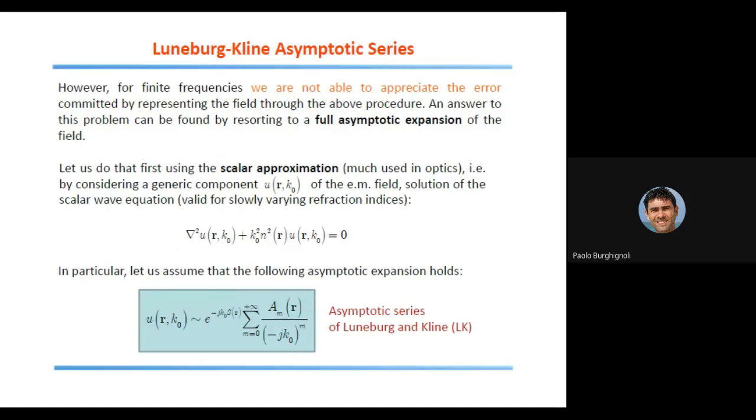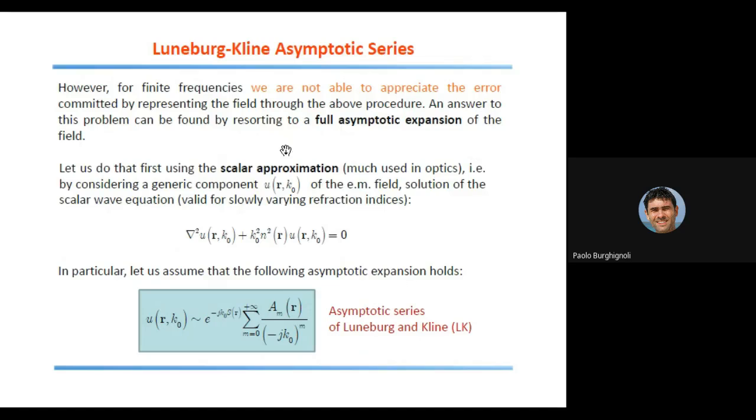The problem with this very simple approach is that for finite frequencies, so any concrete frequency which is maybe high but not infinite, we are not able to appreciate in advance the error we are committing by approximating the electromagnetic field in this way. So in order to be able to appreciate the accuracy of this representation, what we need is a full asymptotic expansion. So not only the first term, which is the ray optical term, but also all the other terms.